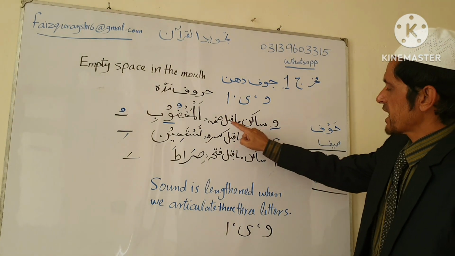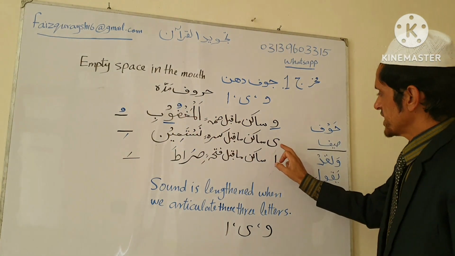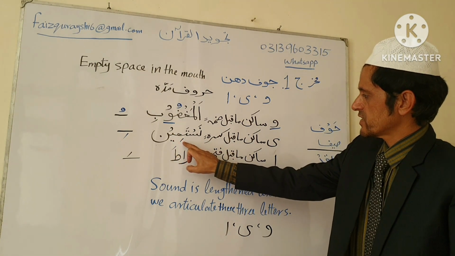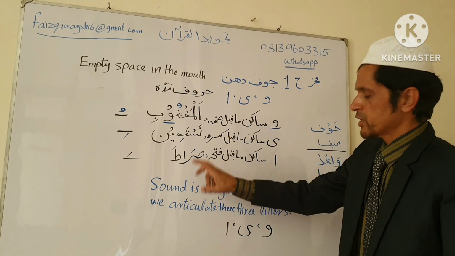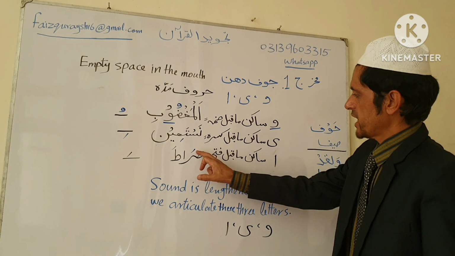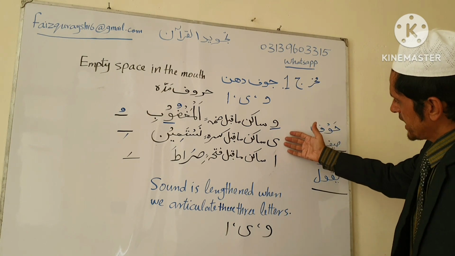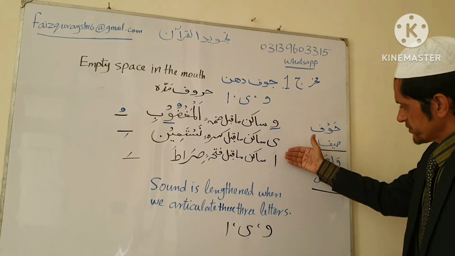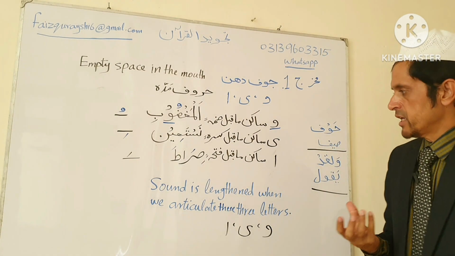So waw sakin maqabal dhamma, al maghdubi. So this is wawi madda, ya sakin maqabal kasra, nasta'in. So this is ya and this is kasra, and this is ya madda, and alif sakin, it will be always sakin, and there will not be any symbol of sukun, and before it will be fatha. So this is called alif madda. And all these three letters, waw, ya, alif, they are called hurufi madda, and they are articulated from the space of your mouth.